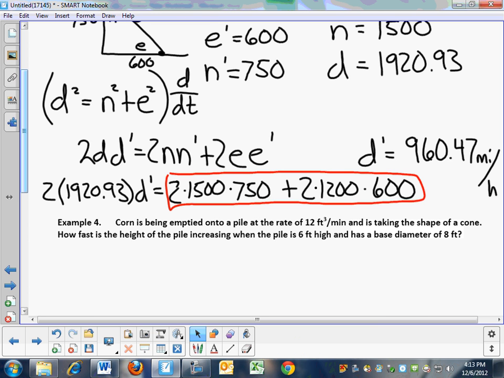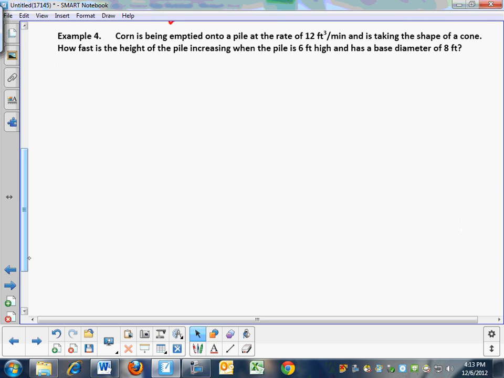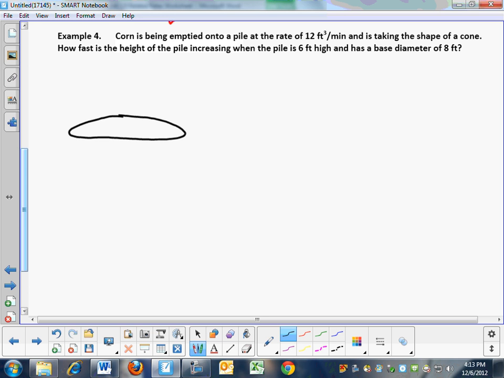All right, one last problem. Corn is being emptied onto a pile at a rate of 12 cubic feet per minute and is taking the shape of a cone. How fast is the height of the pile increasing when the pile is 6 feet high, has a base diameter of 8? Got this cone shape. It's 8 feet in diameter. It's currently 6 feet high. They're dumping corn on a rate of 12 cubic feet per minute.